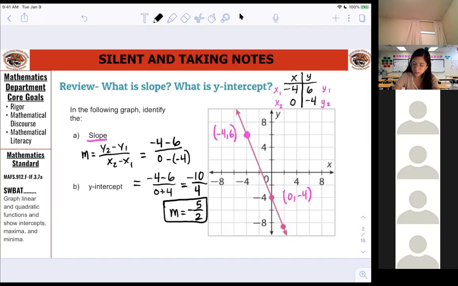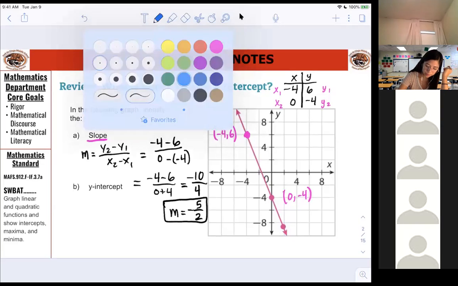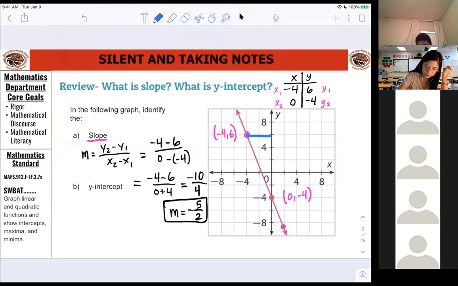I'm going to very quickly do the same thing using rise over run. So watch carefully. To connect my 2 points, I'm going to go to the right, and then I'm going to go down. How many units is each box worth? 2. Exactly. It's going by 2s, so each box is worth 2 units.